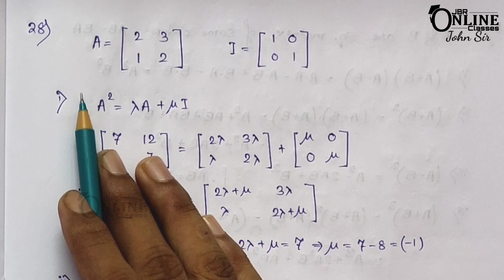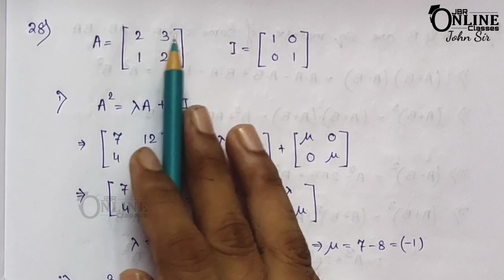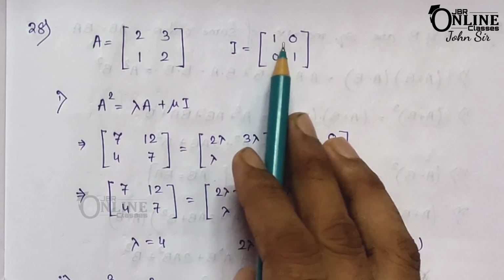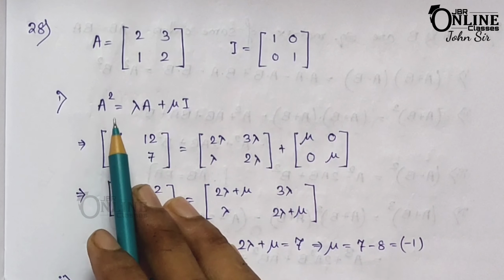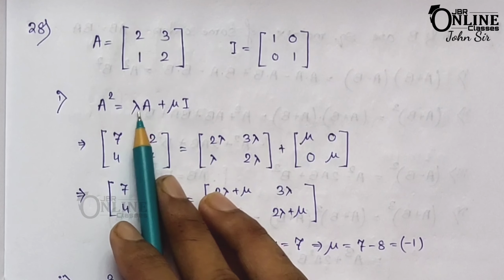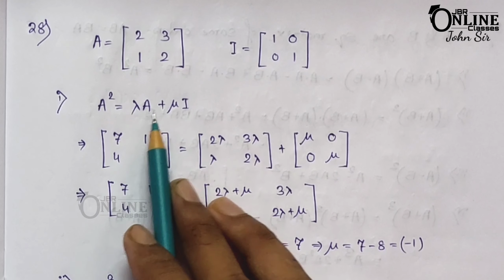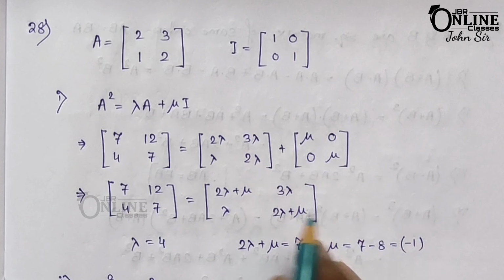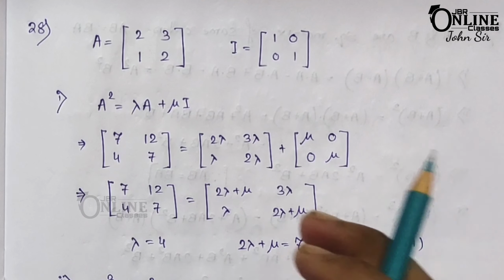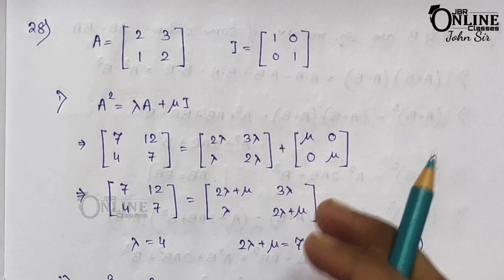Now sum number 28. Here A equal to 2, 3, 1, 2, I equal to, you know that, identity matrix. So first here A square equal to lambda A plus mu I. This is lambda and this is mu. You have to find out the value of lambda and mu here.